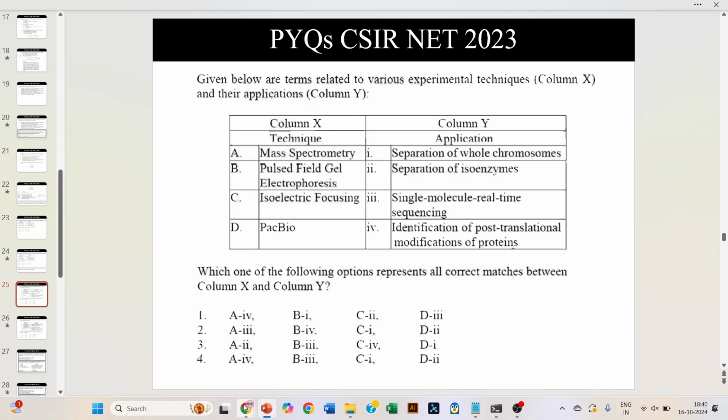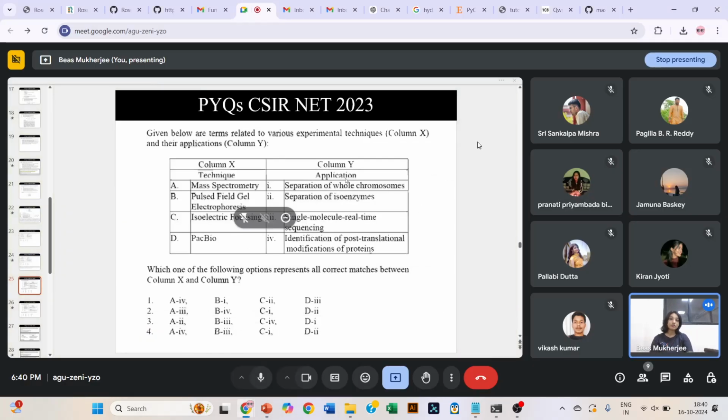Fine. So we have the next one. Next one is also once again CSIR NET 2023. Try to solve this. In this question, you should be able to match at least two, because we have talked about two in our class, right? So one is mass spectrometry and the other one is isoelectric focusing. You know these two. These two you must be able to match. If you can match these two, it's all done. You can solve the question.